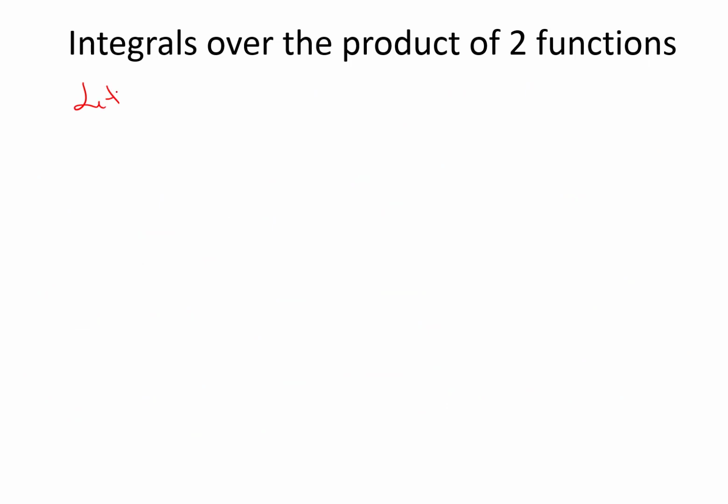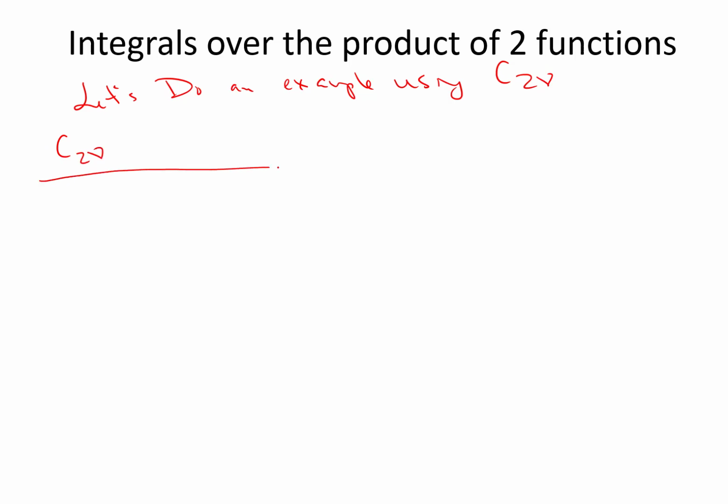All right, let's go ahead and do an example. We'll use our C2V, our trusty point group, and we can multiply A2 and B2 of the C2V point group. By this time, you guys should have a very strong handle on our symmetry species.